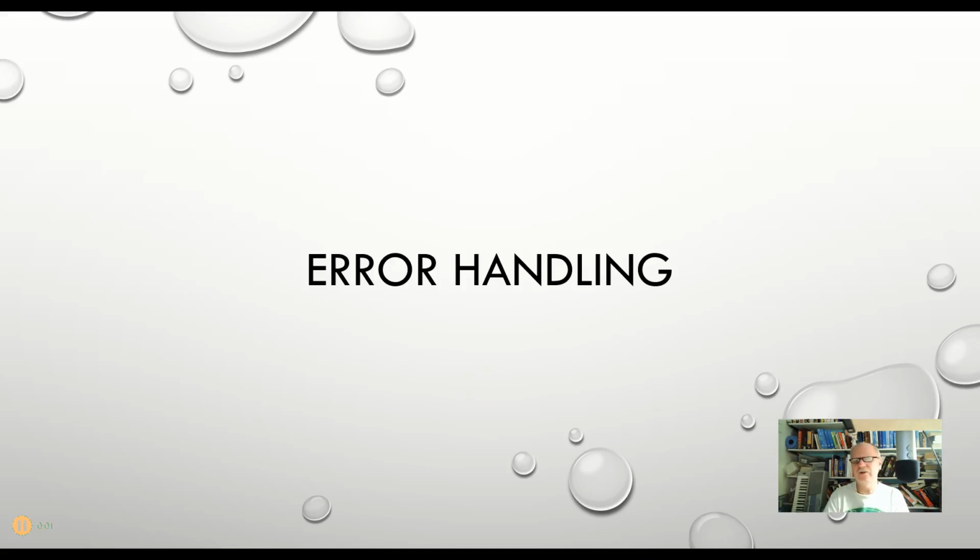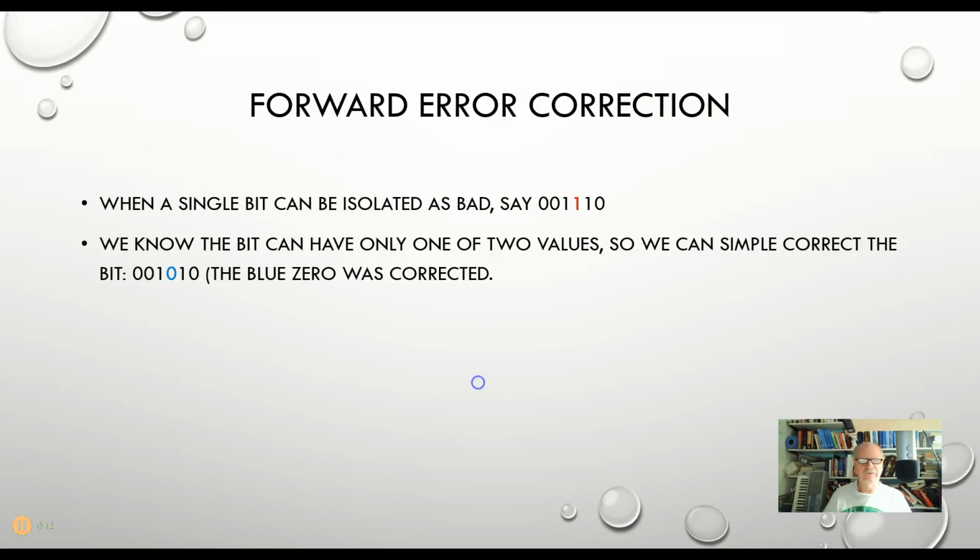Before we introduce how Ethernet handles errors at layer 2, we want to look at the possibilities. What are the different ways that different protocols can handle errors? And there are 3 that we're going to look at. The first one we call forward error correction.